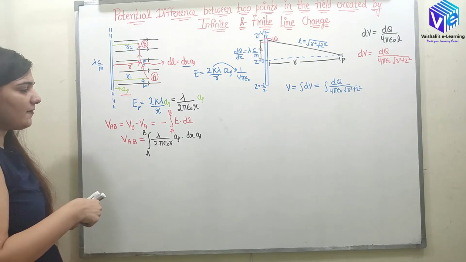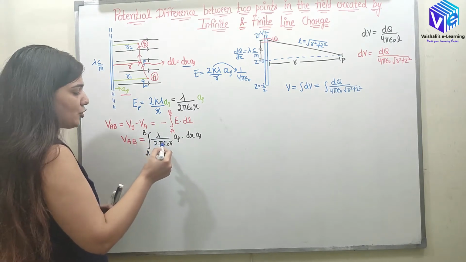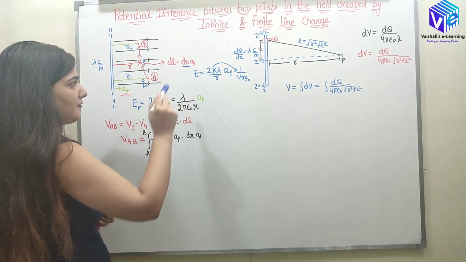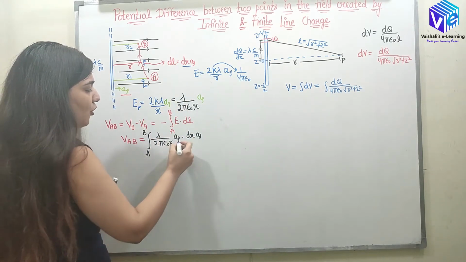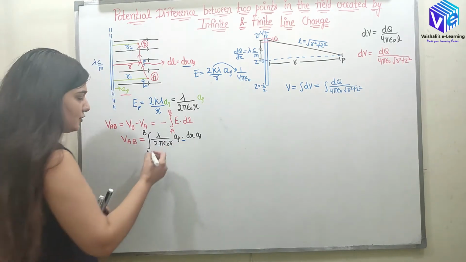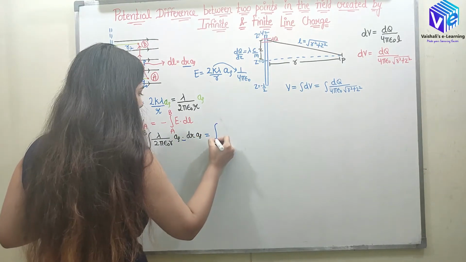Okay, so I put the value of E, which was lambda upon 2 pi epsilon naught r arrow, and I put the value of dl, which was dr arrow. So this is the dot product. I know the dot product of r arrow and dr arrow will be 1. So how can I represent it?